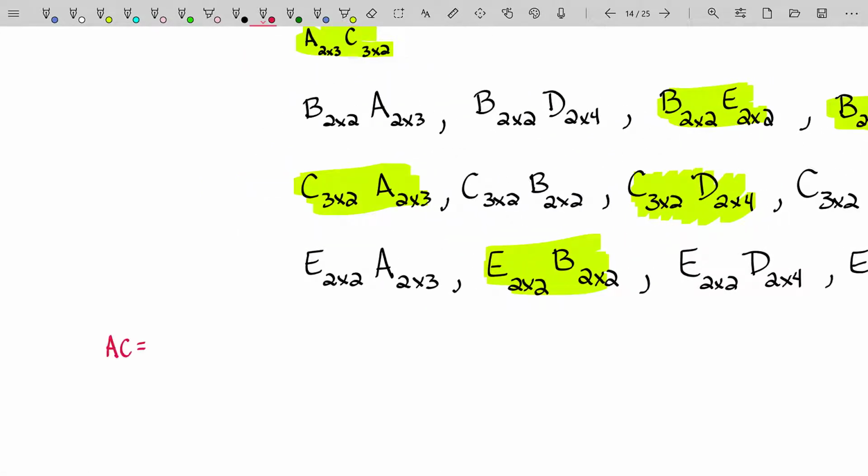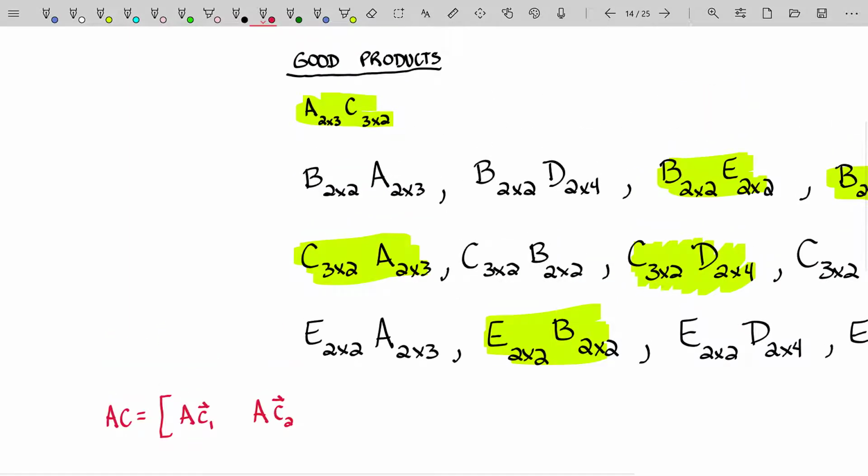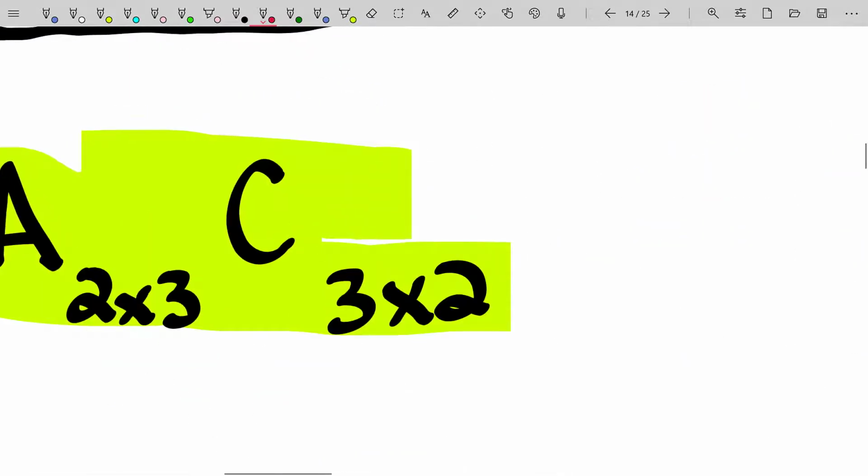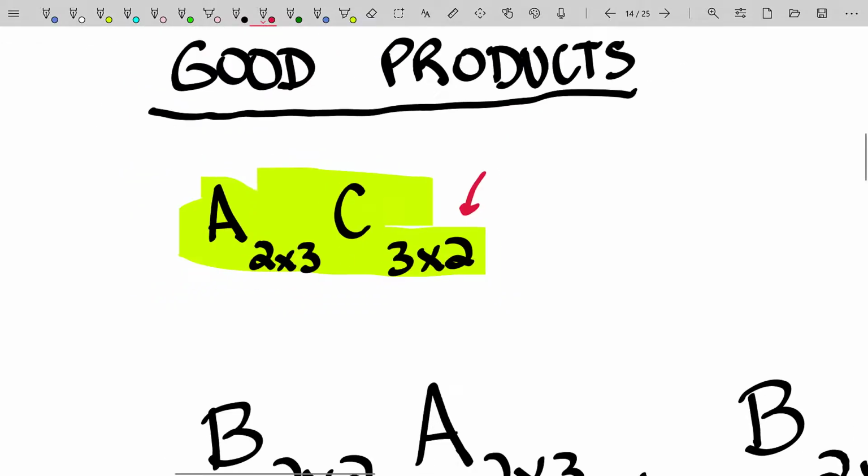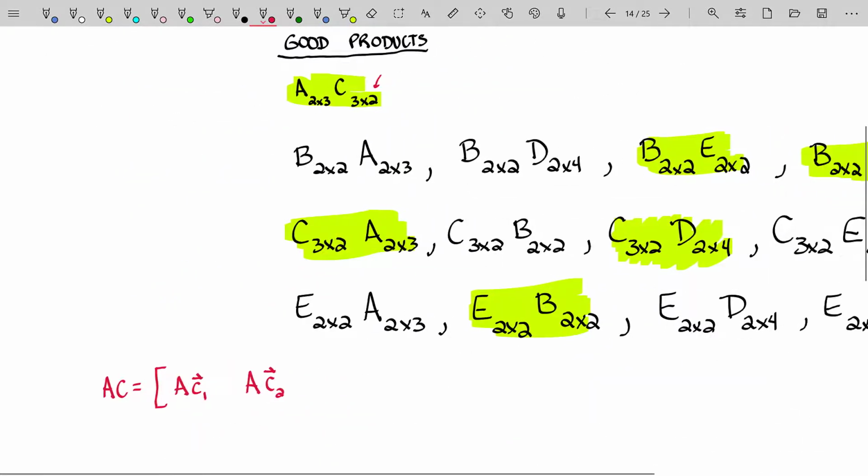So A times C. Well, we know by definition this is going to be the matrix A times the respective columns of C. Notice I only wrote C1 and C2 because C actually only has 2 columns. The result should be a 2 by 2. Let's see what happens when we do this.